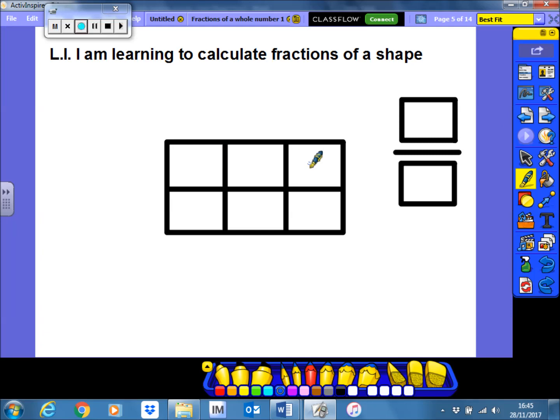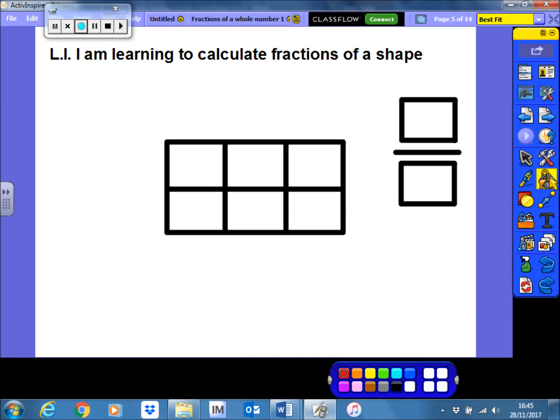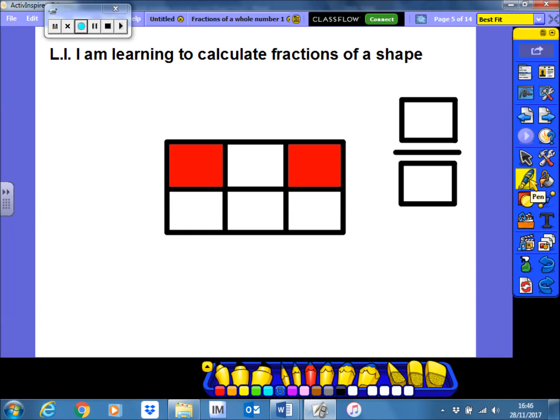Now in this case, our shape has a total of 6 parts. So there are 6 parts in total. I'm just going to shade in 2 of them. So in this instance, I have 2 out of 6 parts that are shaded in. So 2/6 of my shape is shaded in this case.